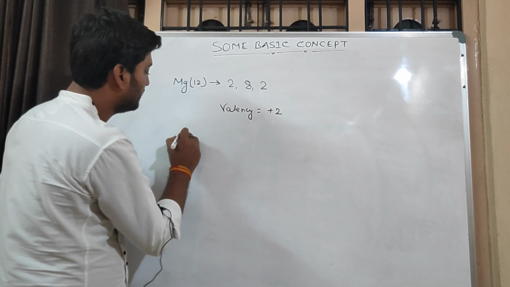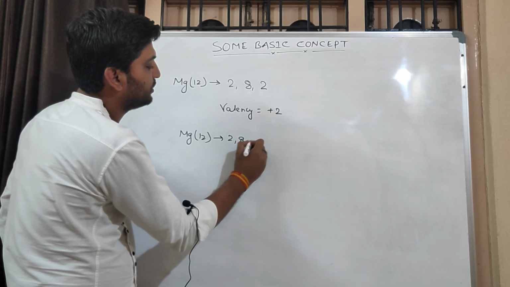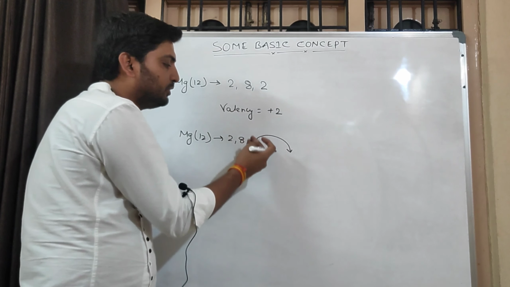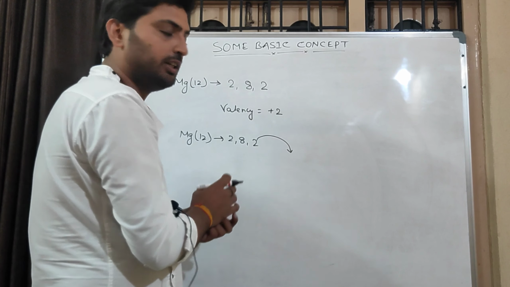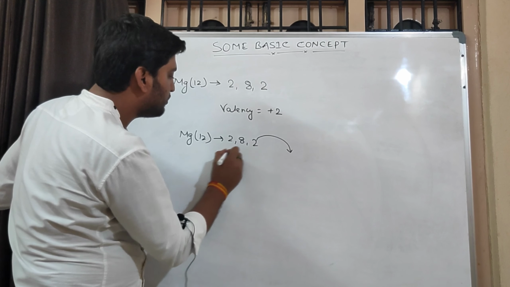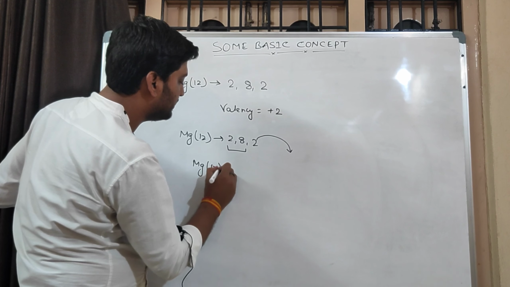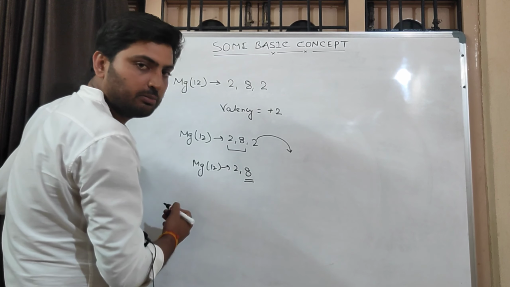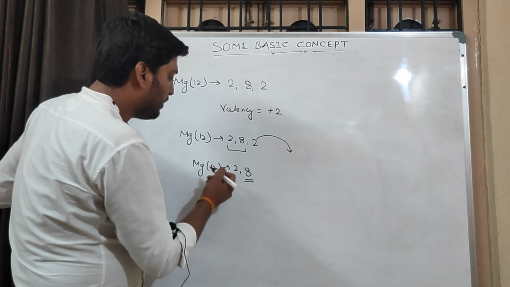See, magnesium atomic number 12, 2, 8, 2. Now it will lose 2 electrons, or donate 2 electrons to other atoms to form a bond. We will learn about it later. Now it has only 2 and 8. In the outermost shell, the number of electrons is 8. So the octet rule is followed.